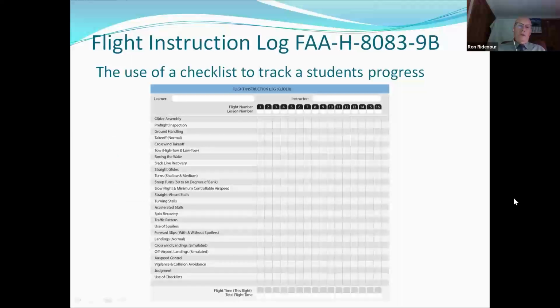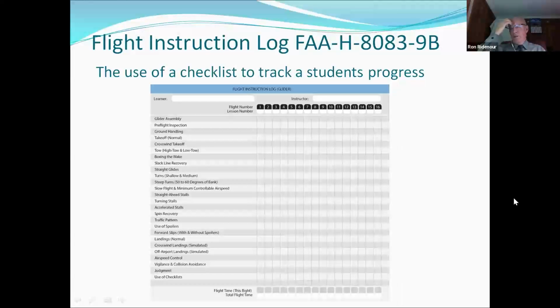Another thing that's really important is you've got to keep track of your students' progress. And this is right out of the Aviation Instructor's Handbook. It just so happens it's a glider-oriented checklist of items. The number of the lesson is across the top, and the type of maneuver being looked at. And then you can put dates and instructors' initials at the bottom.